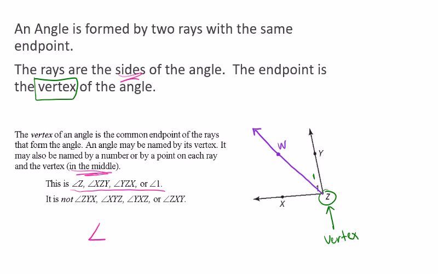The same thing with just using the vertex. If I say angle Z, there are actually 3 angle Z's. There's angle WZY, there's angle XZW, and then there's the original angle XZY. So depending on the situation you can use any one of those naming methods, but just make sure that it's clear. And when you use the 3 letters, it's always very clear.